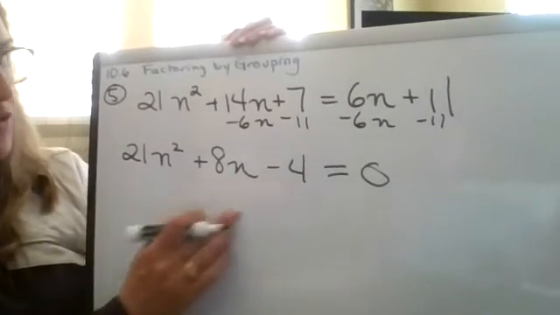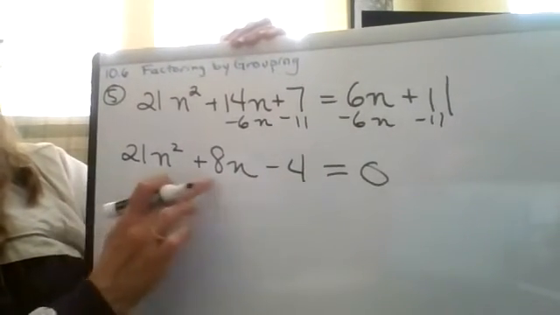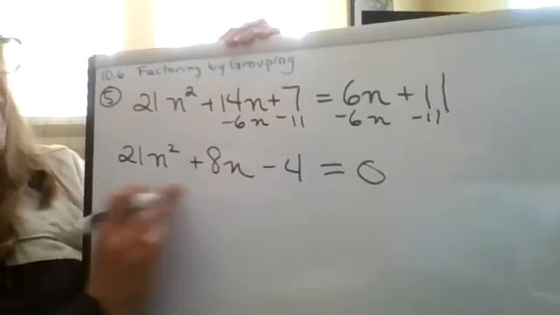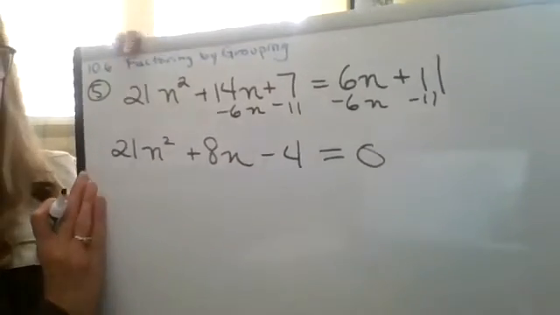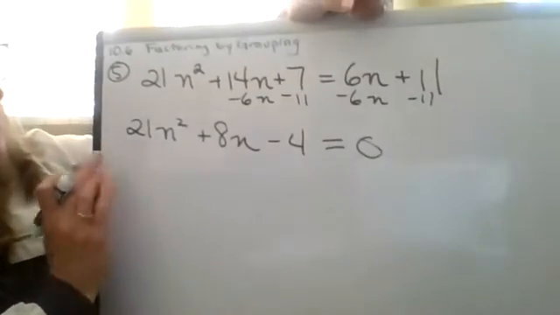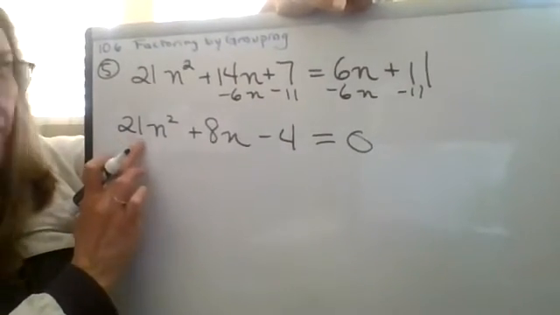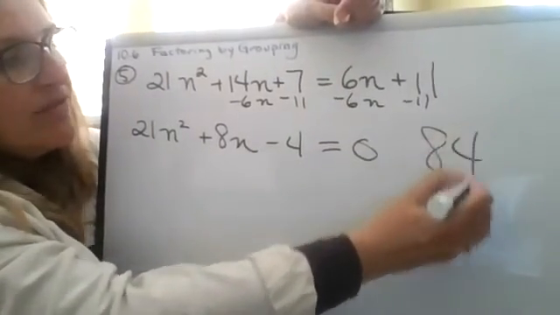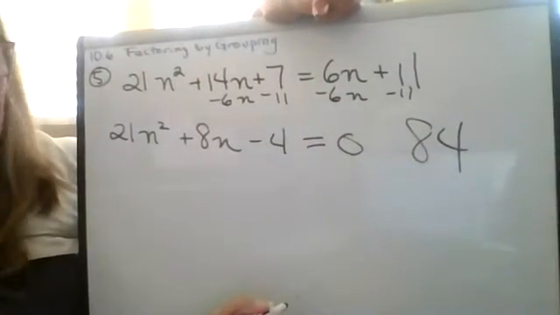So now I'm going to try factoring this. 3 and 7 go into this. 3 and 7 don't go into that. So I can't take out anything here. I can't factor out any common factors. So I'm going to use my method now. I'm going to take 21 and multiply it times 4. So what's 21 times 4? 84. And now I want to find all the factors of 84.